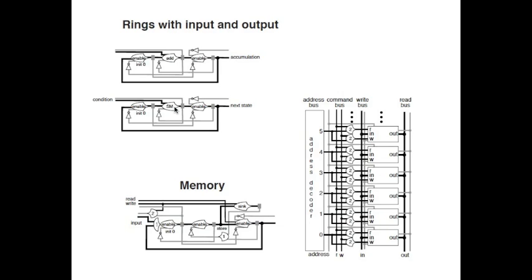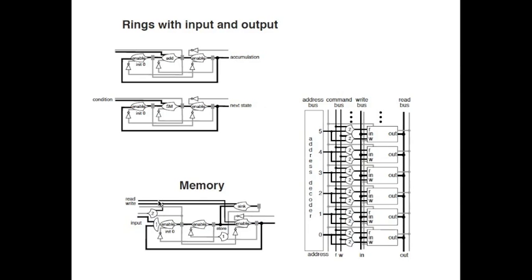The function in the ring can be a state machine. The input can be a condition. The output is the state, and the thing flowing around the ring is the current state. So the current state plus the condition determines the next state. So the output oscillation sees the sequence of next states.